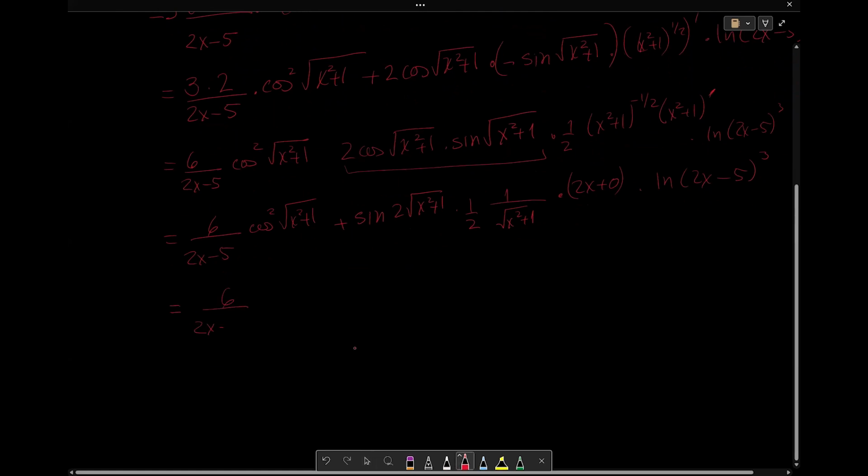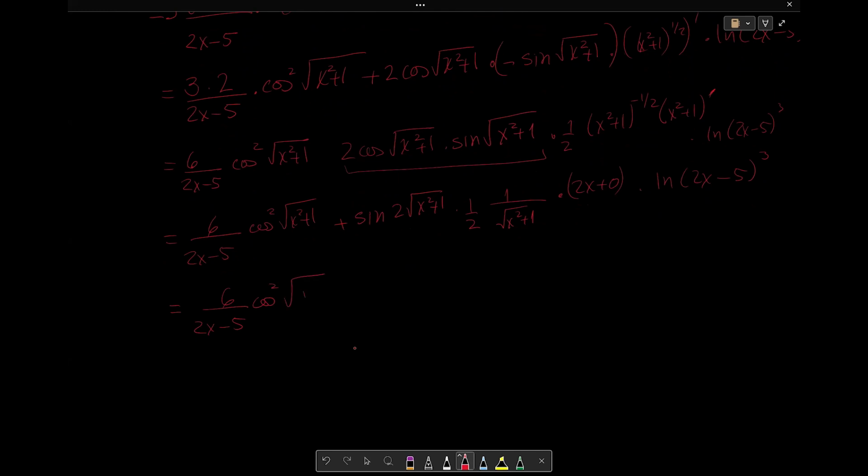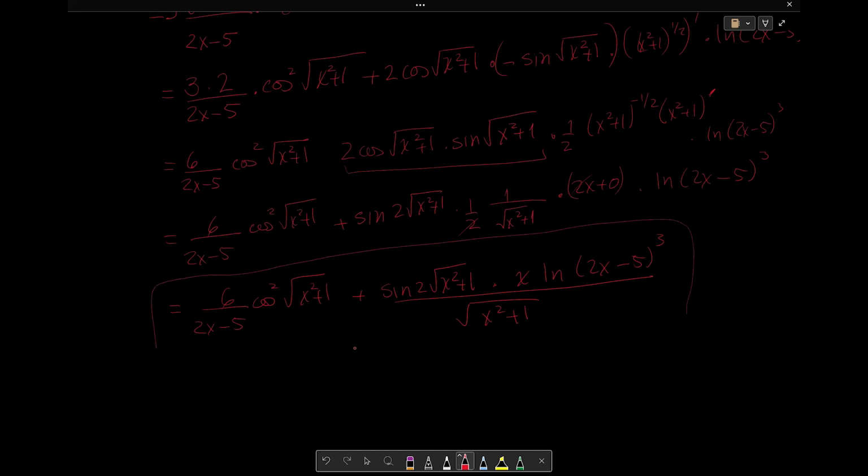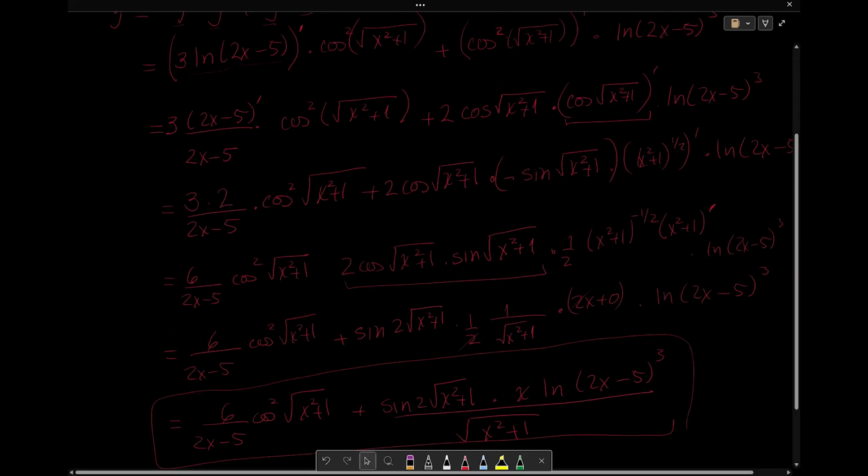So here's the first part. Here's this 2. We'll cancel this 2. Because again, 2x plus 0 is 2x. The 2 cancels out. I'm going to have sine of 2 square root of x squared plus 1 times x ln 2x minus 5 cubed over the square root of x squared plus 1. And we just leave it at this. We're not simplifying. We're not combining. Okay. So let's go over the second term a little bit.